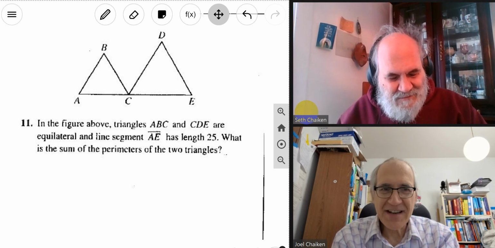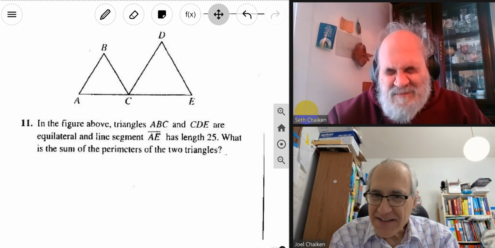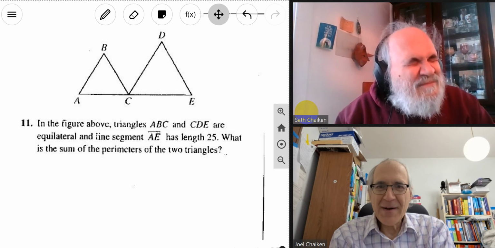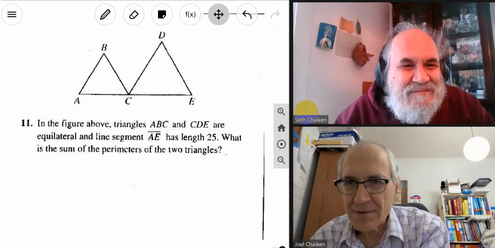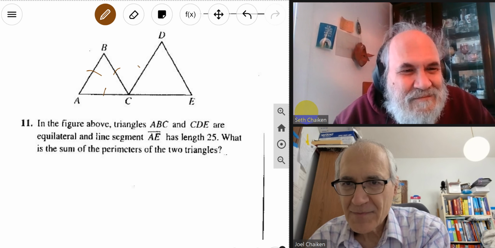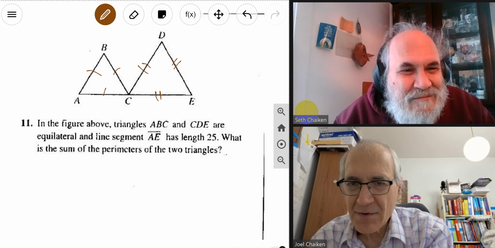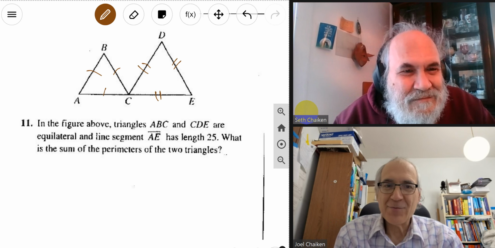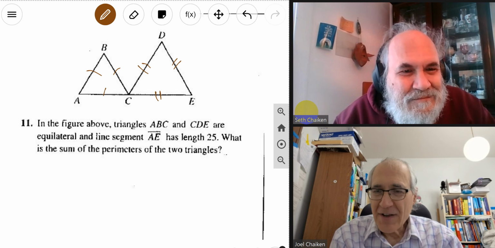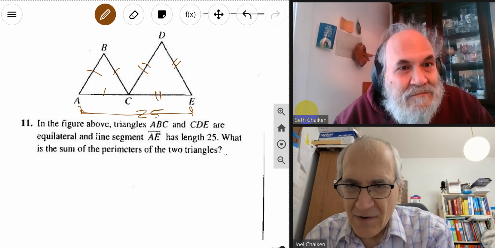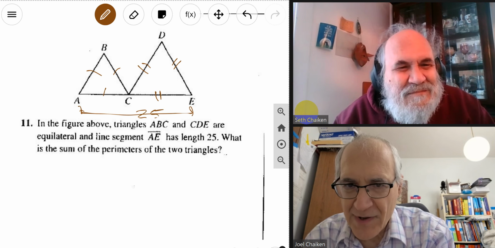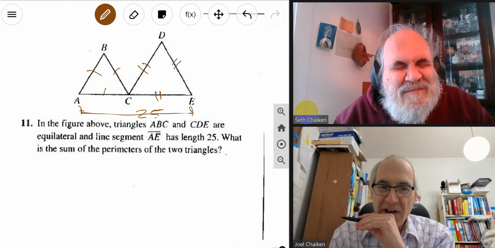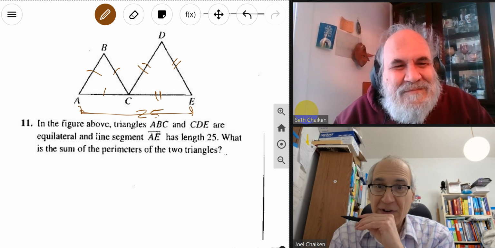It's geometry again, and it has to do with polygons. In fact, it has to do with regular polygons because these figures are equilateral. Okay. So you can please read the question, pause it, and come back if we're lucky enough to have figured this out. Okay, in the figure above, these two triangles are equilateral, and line segment AE is 25, so we could put that in, right? 25 for the whole thing. What is the sum of the perimeters of the two triangles? The sum of the perimeters.